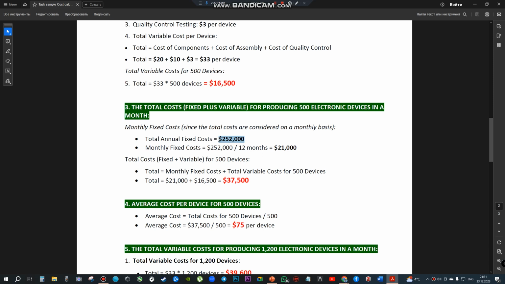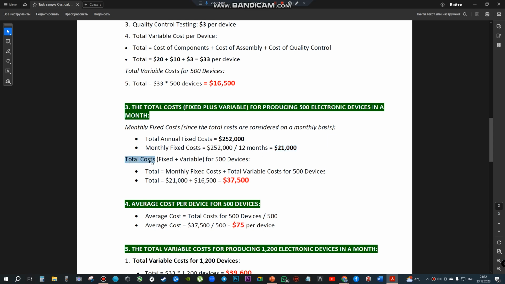In order to understand how much money the company is paying on a monthly basis, we just have to divide it by 12 months, because there are 12 months in 1 year. And the result we have is $21,000. It's a monthly fixed cost. Remember, it's not the end.